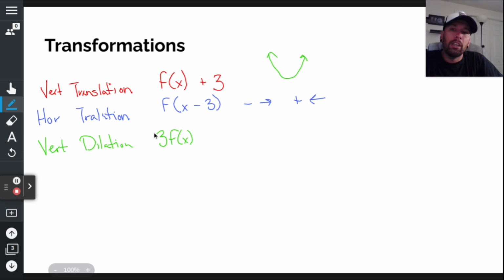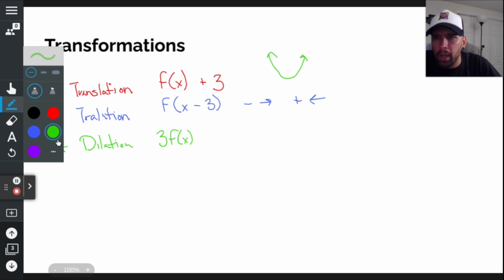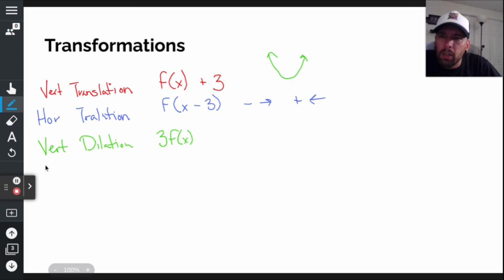If this number is in between 0 and 1, it is also a vertical dilation, but it's called a compression. What that looks like is if I give you a parabola and squeeze it downward, that's a compression. It makes your thing look wider. So a vertical dilation is when you have a number multiplied to the whole function.